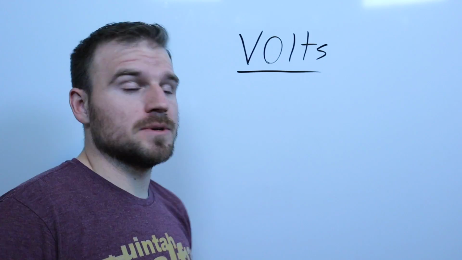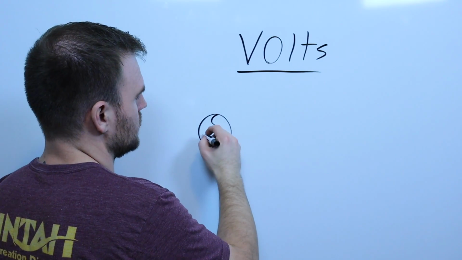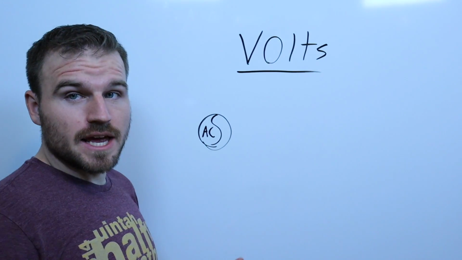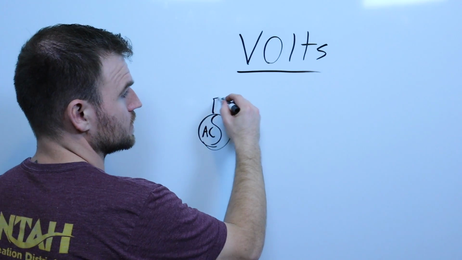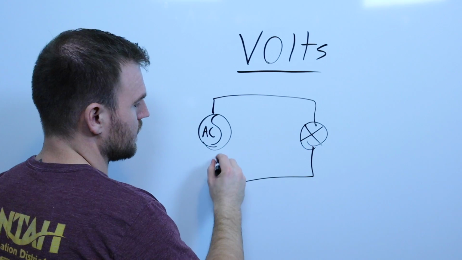Now let's go ahead and draw up a circuit here. I'm just going to use an AC power source. No real purpose, it doesn't matter if it's AC or DC. We'll just do it to a light. We're not going to put in a switch or anything like that.